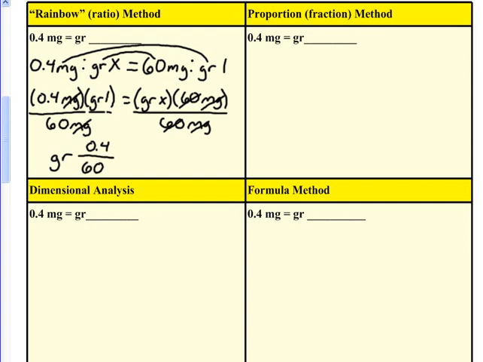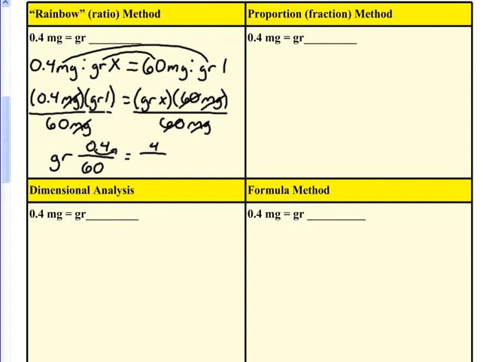Now, if you perform this operation on your calculator, you will get a decimal. However, because this is the unit grains, we must leave it in fraction form. In order to get rid of the decimal in the numerator of our fraction, we need to move it one place to the right, which leaves us with the number 4 in the numerator.